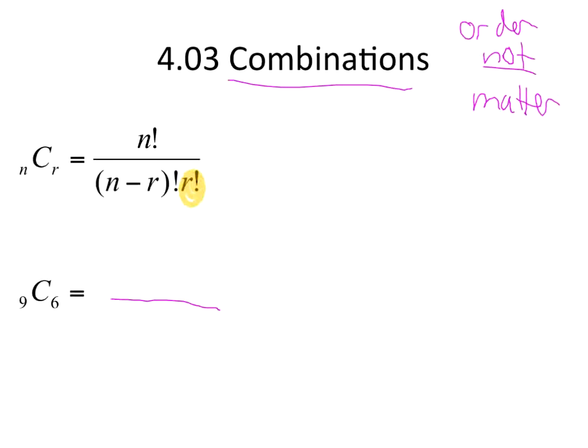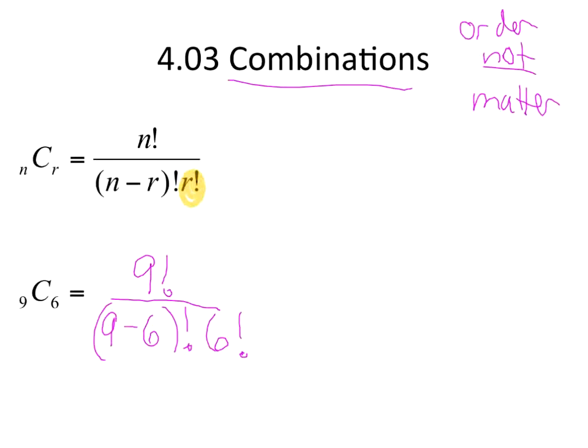So on top, we're going to get 9 factorial. On the bottom, we get 9 minus 6 factorial. And then 6 factorial. Everybody okay plugging the numbers in? So far, so good? Are the formulas already there on the bottom?